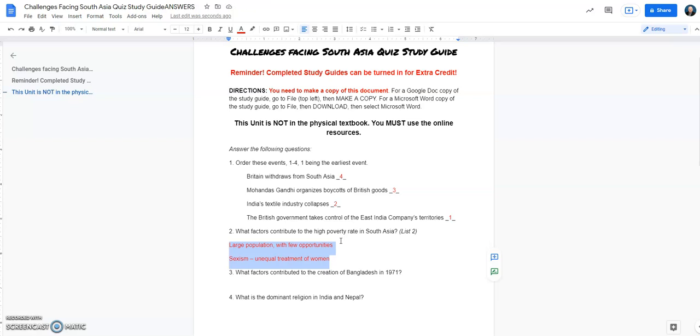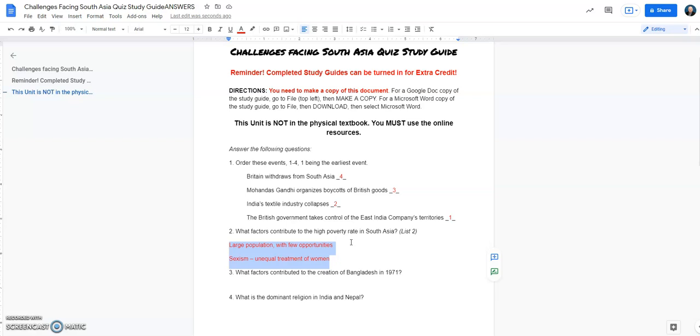Basically, there are a lot of people there, not enough schools to support that many people, not enough teachers, not enough jobs, there's just not enough opportunities for the amount of people that are there. And then the next factor would be sexism, which is the unequal treatment of women. Women in many South Asian countries are not able to work, not able to earn a living like women can in America and other countries.